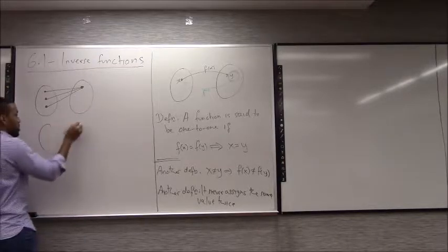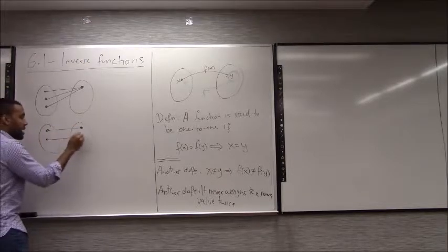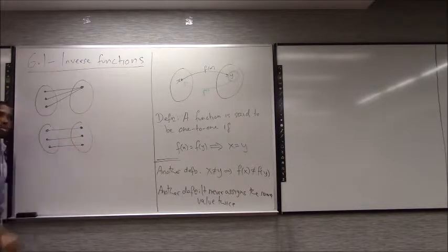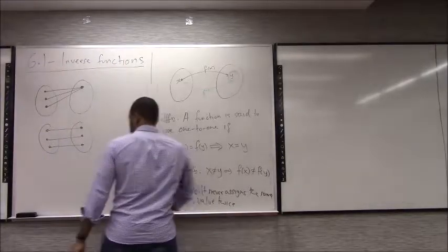In a one-to-one function, if this guy's connected to that guy, no one else can connect to that guy. They have to connect to different people. Okay? That's what a one-to-one function means. Okay?